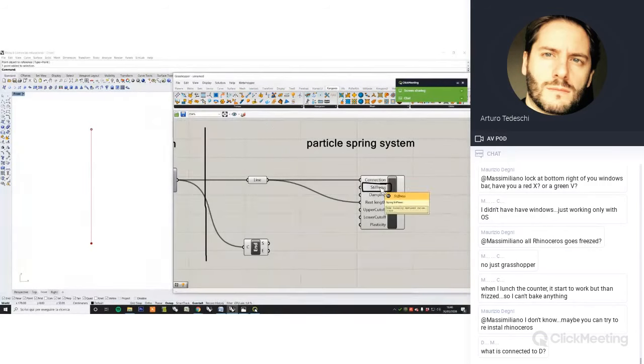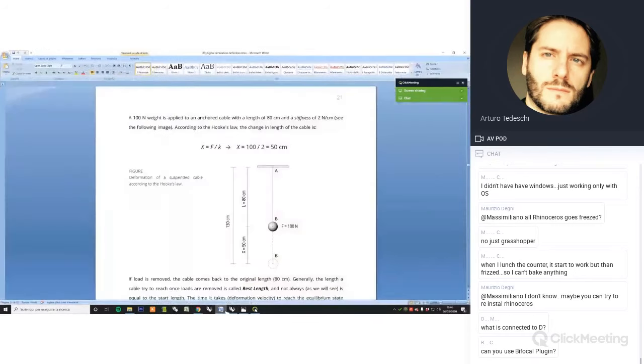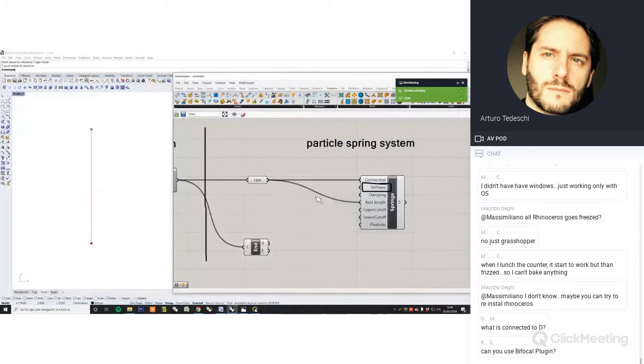Now, we don't have specific units when we define values inside Kangaroo. If you hover over the mouse, for example, you don't have any kind of units here. But if we come back in our problem here, this is actually the original data of our system. We have stiffness, which is equal to 2 newton on centimeter. So here we can just put 2.